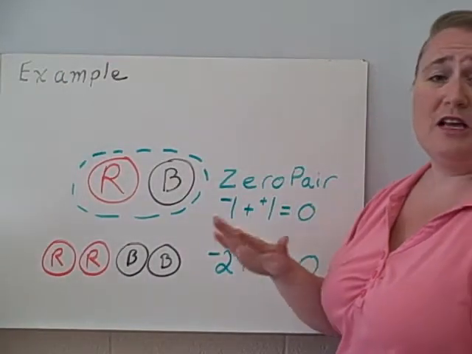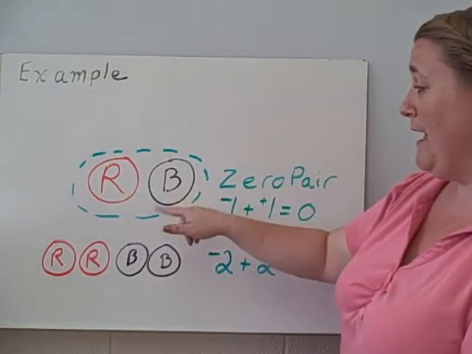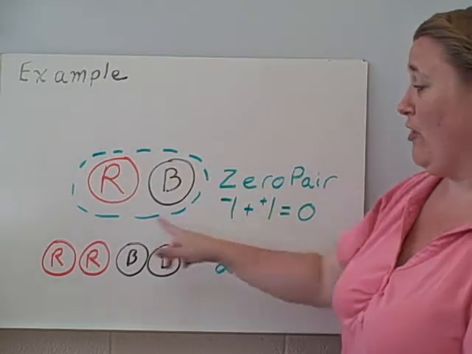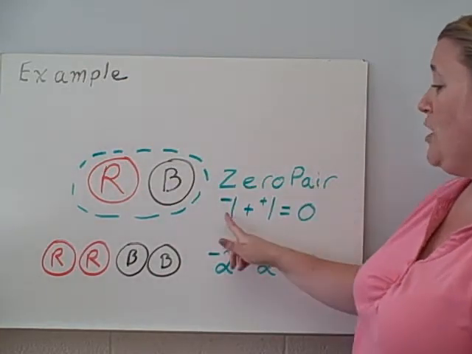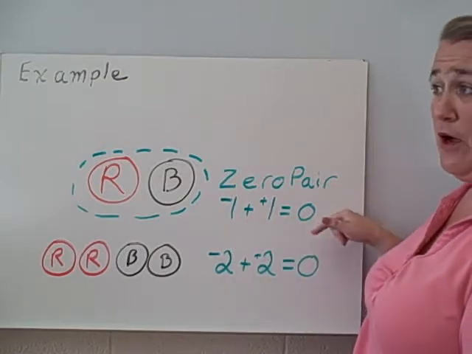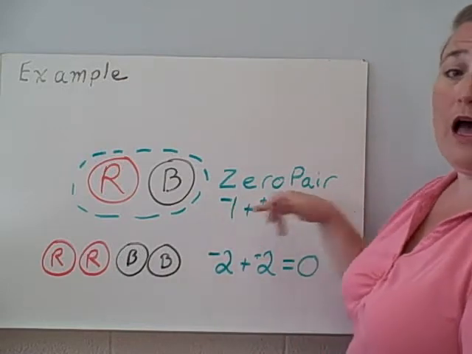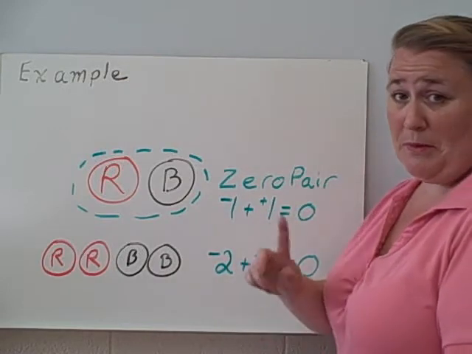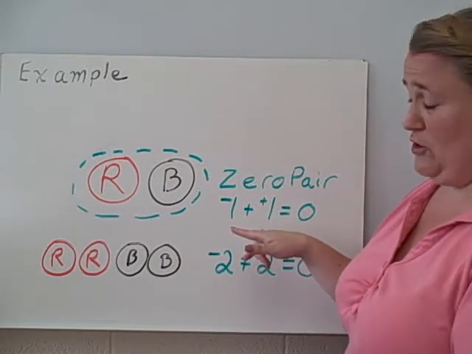So let's look at a couple of examples. If I have a red chip and a black chip together, we call this a zero pair, all right? Which means -1 plus +1 equals 0. If you remember video 1, we talked about opposites. If you don't remember that, go back and look. And we also talked about additive inverse there.